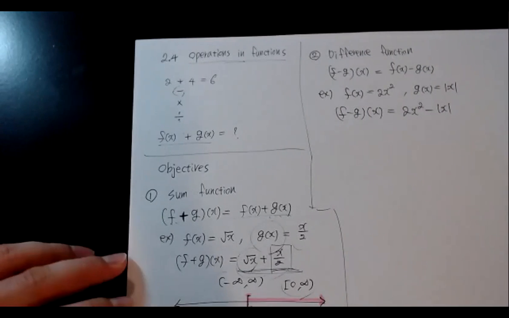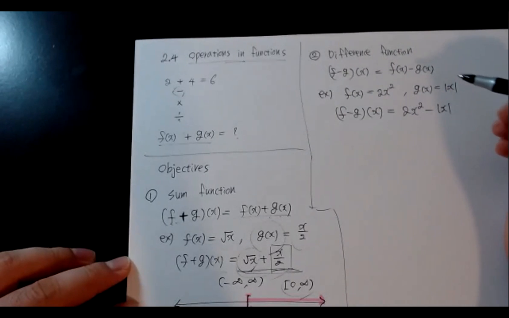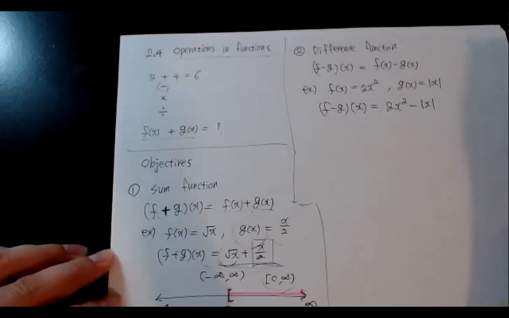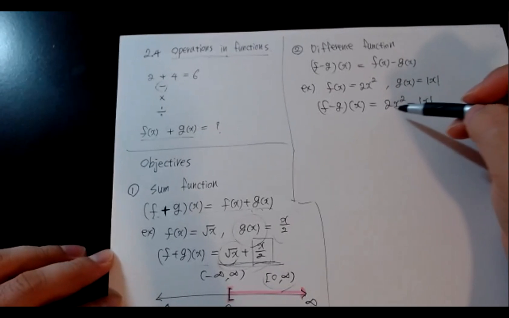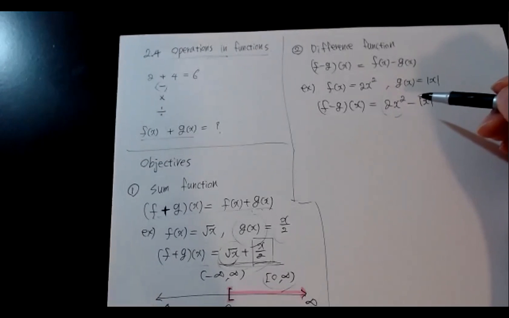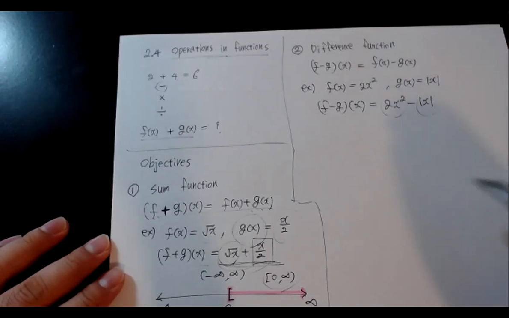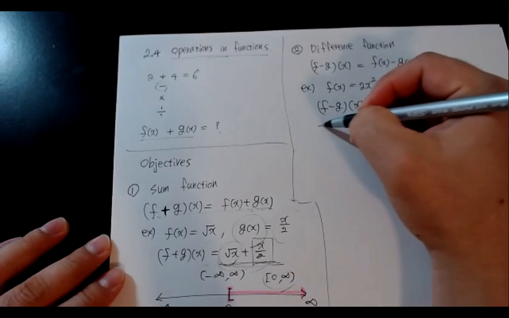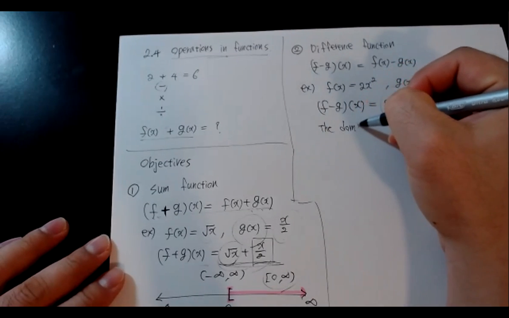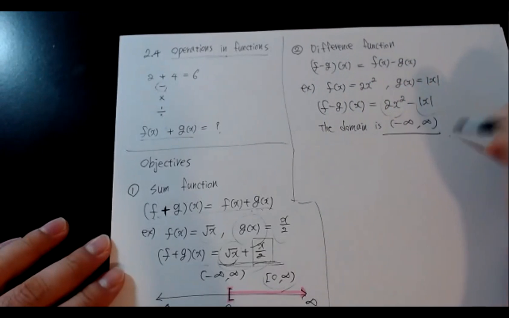Then let's find the domain. The domain of the difference function is, guess what? Negative infinity to infinity, right? Because 2x squared is a polynomial. I told you the domain of a polynomial is from negative infinity to infinity. And the domain of absolute value is also negative infinity to infinity. So the domain is negative infinity to infinity.